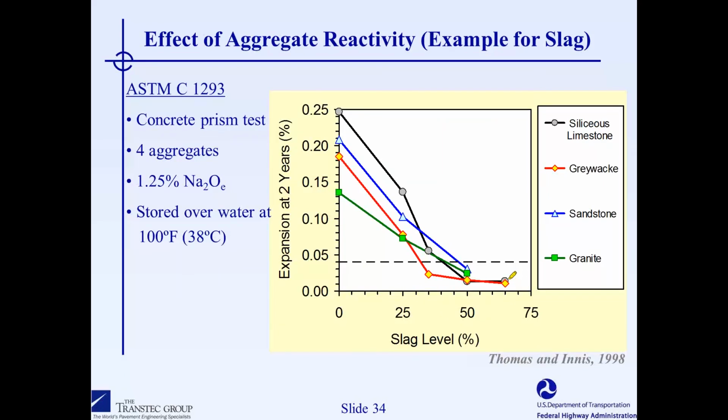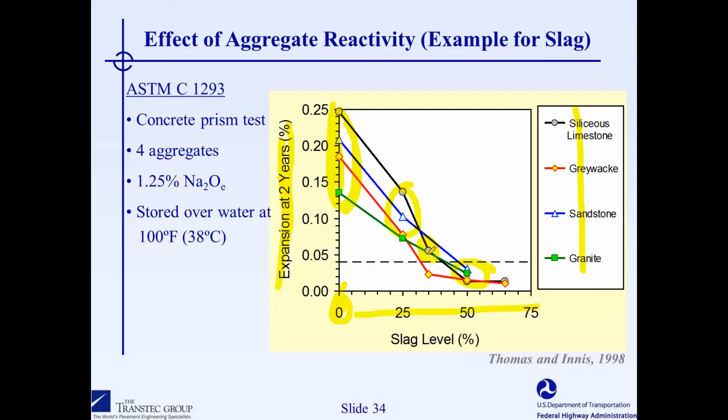I'm going to use slag as an example of the impact of aggregate reactivity. And what we can see here is basically expansion at 2 years for 4 different aggregates as a function of the slag level down here. So these 4 data points here are all the control samples with no slag, and you can see that the 4 different aggregates listed over here expand by different amounts as might be expected. With 25% slag, again, we're getting different amounts of expansion. We can see that 50% slag is effective with all 4 aggregates, but some of the aggregates respond okay at 35%. So the amount of slag you need is a function of aggregate reactivity.